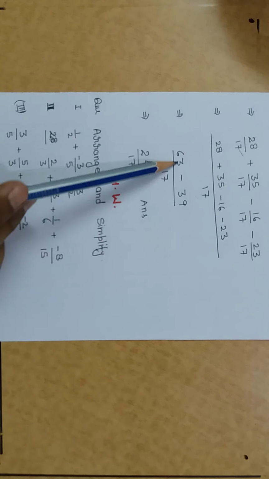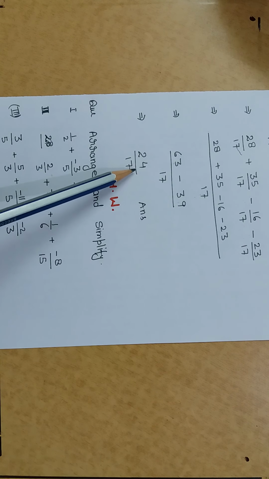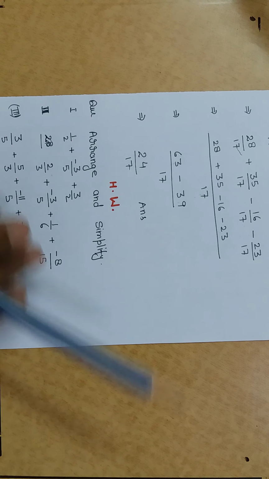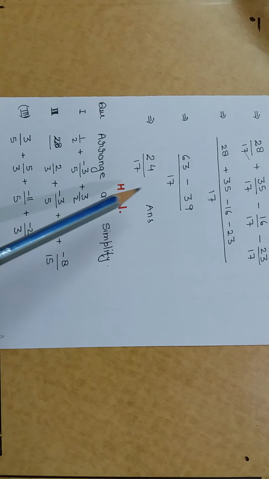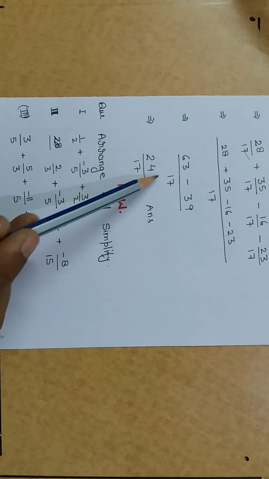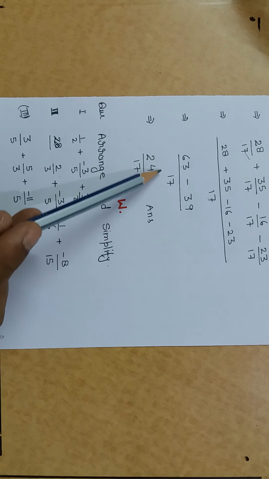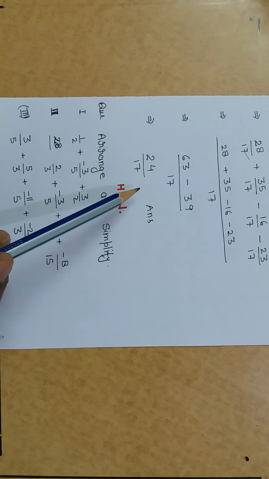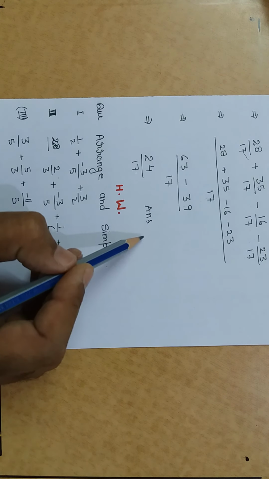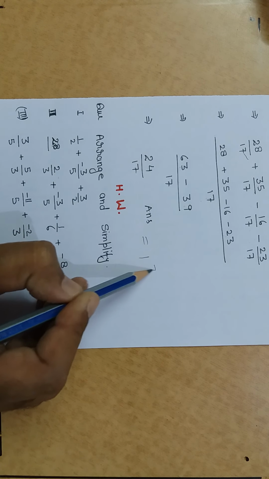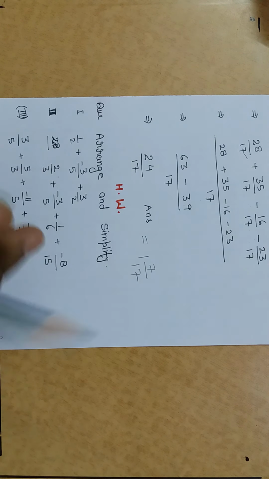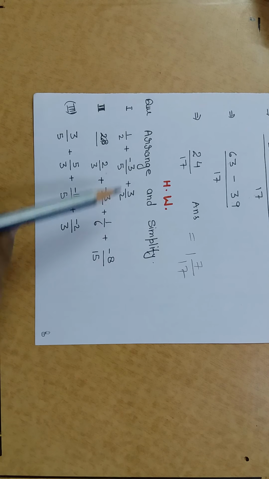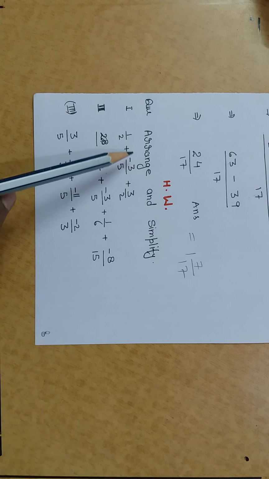Now simplify these two terms, positive and negative; the result will take the sign of the greater digit. 24 upon 17. You can change this fraction into a mixed fraction, 1 whole 7 by 17. Okay, now it's your homework, try to solve at home.